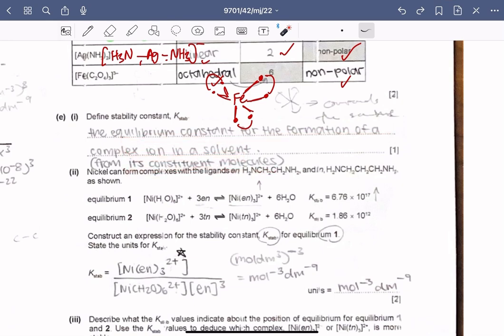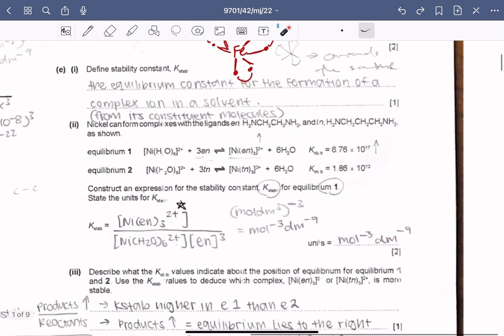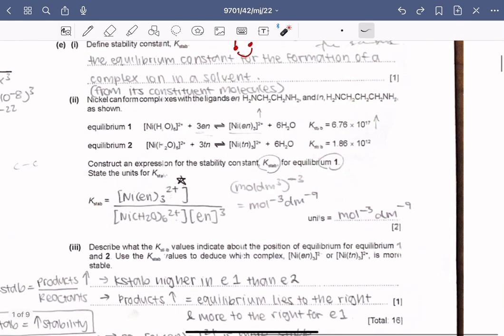Next, nickel can form complexes with the ligand en, H2NCH2CH2NH2, as shown. Okay, construct an expression for the stability constant for equilibrium 1. So this is the equation. We have to insert all of them, and stability constants are always products over reactants.